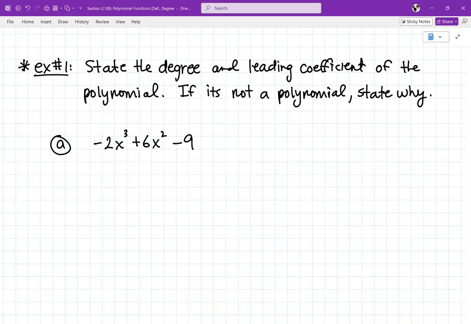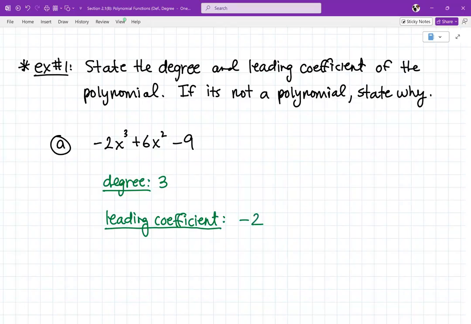Now that I know it's a polynomial, what is its degree? What's the highest power that you see? 3. And what is the leading coefficient? Remember, the leading coefficient is the number in front of where you found your degree. What's my leading coefficient? Negative 2. And that's it. I'm done. I don't have to do anything else.